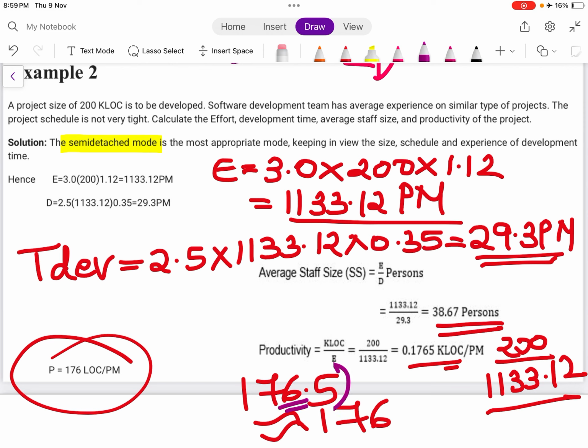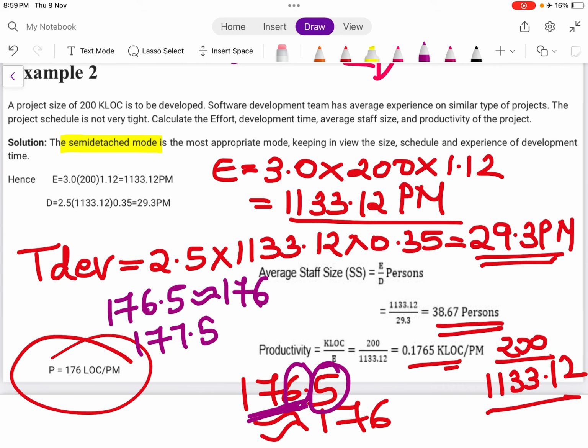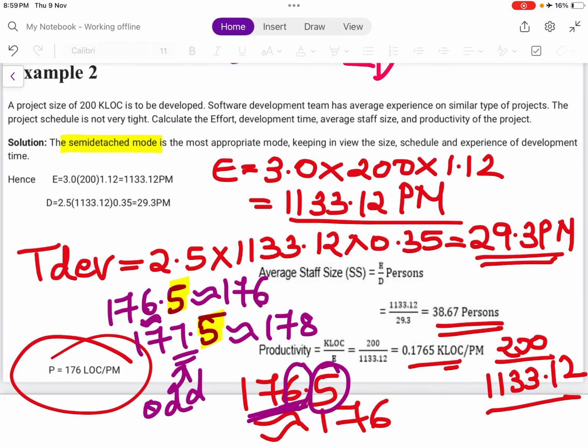Why? Because whenever the decimal is 5 and the preceding number is even, we always keep it as it is. If it is 176.5, we write it as 176. If it is 177.5, that means this is odd, right? Whenever it is odd, you convert it to 178. This rule is applicable only for 0.5. When it is even, leave it as it is. That is why we left it as 176 LOC per PM.